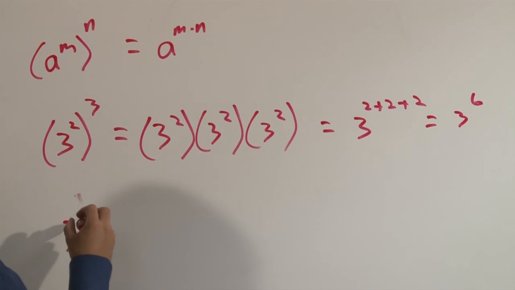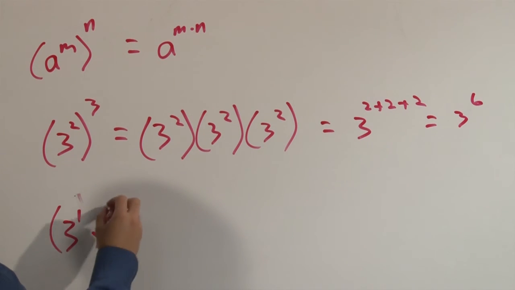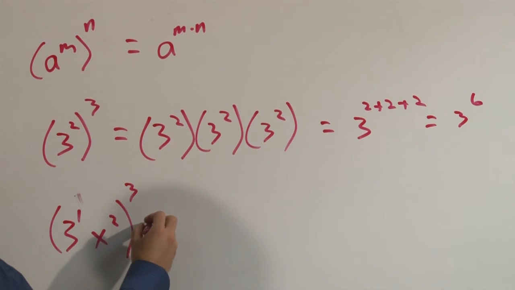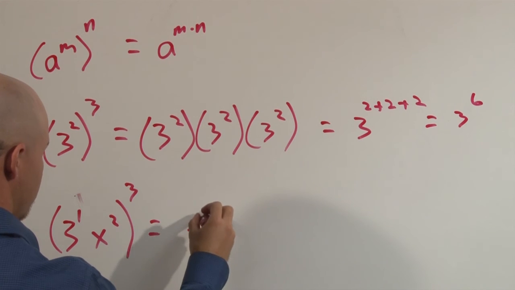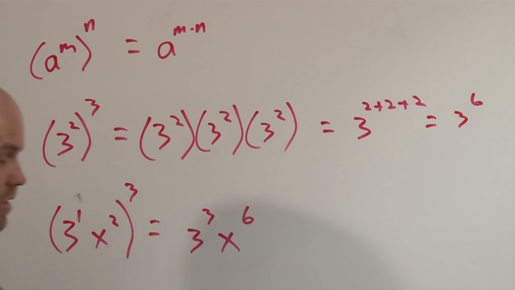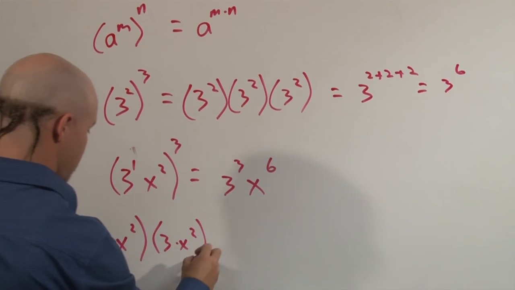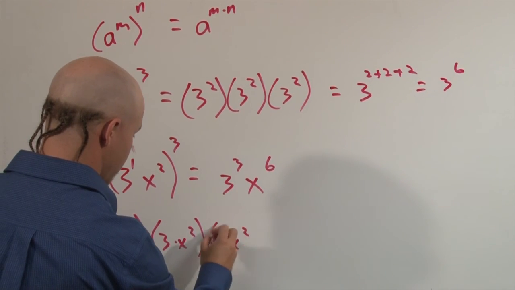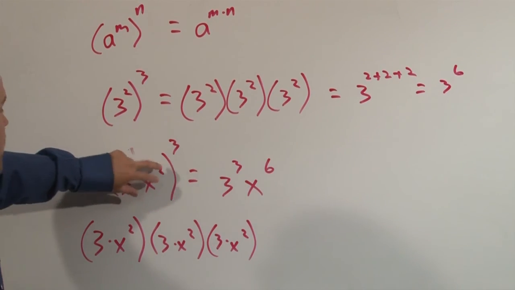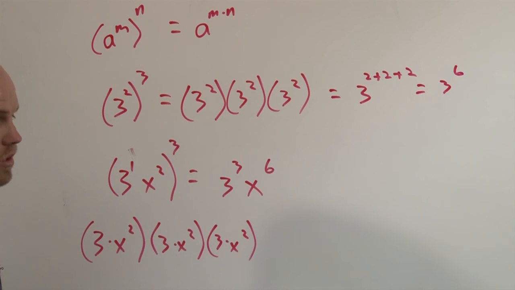So going from 3x squared raised to the third, this would have to give us a 3 to the third x to the 6th. Since we would have to look at this as being 3 times x squared times 3 times x squared times 3 times x squared. Since I have this factor raised to the third, I have 3 factors of those.